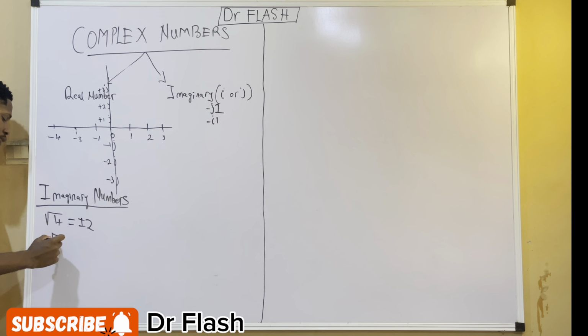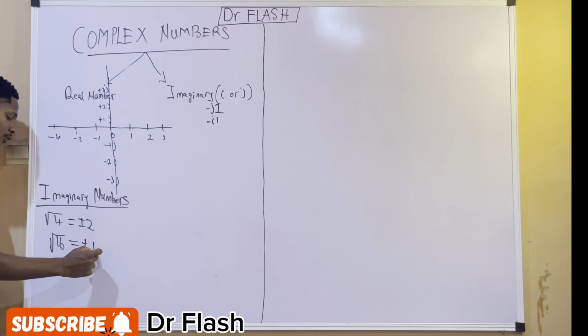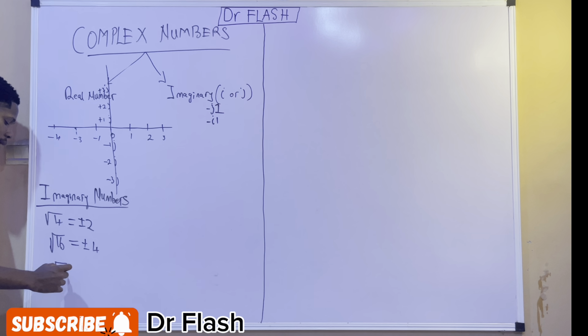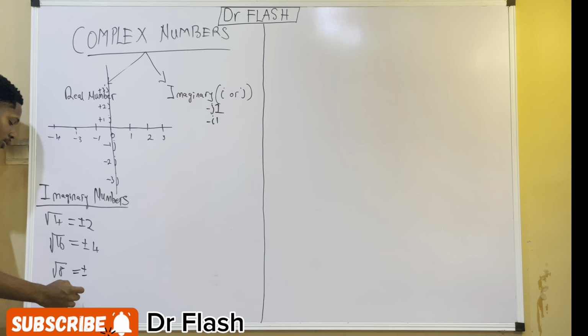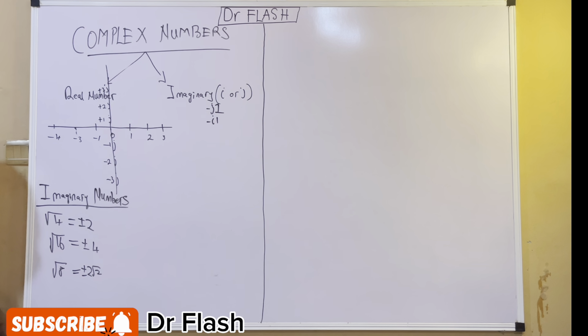And then we have the square root of 16. It is going to give us plus or minus 4. And the square root of 8 can only be broken down, so let's say plus or minus 2 root 2. Or you can put this one in decimal form, it doesn't matter.